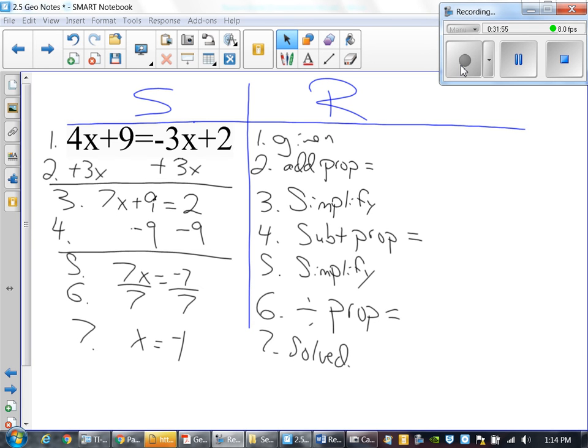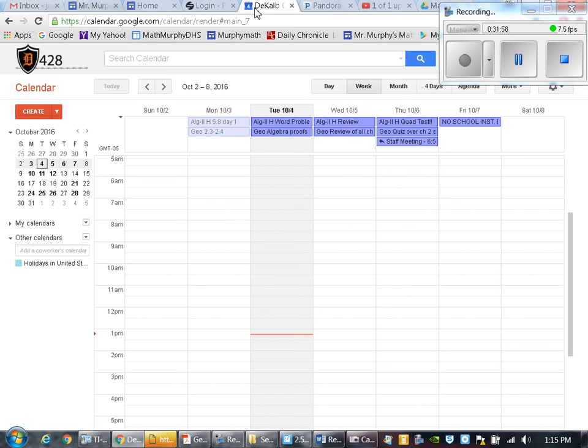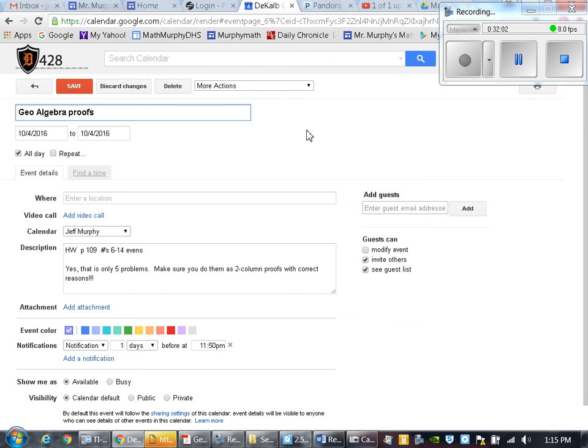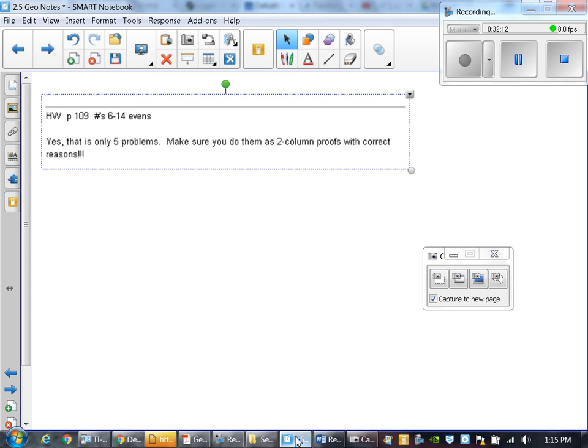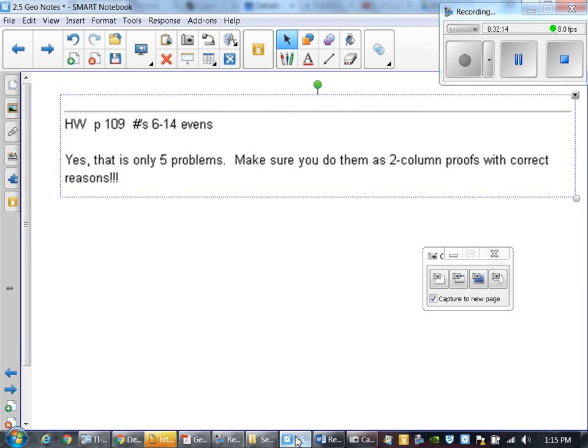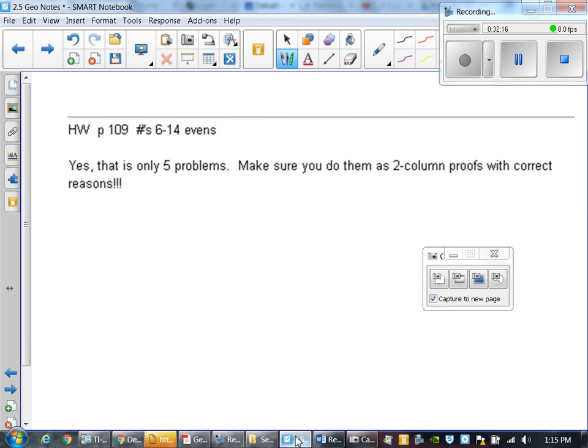Okay. The homework itself is already placed on the calendar. You go here. You might have been looking at the Algebra 2 stuff. That had a hyperlink to it. Do these, please. This is in section 2.5. All right, there's 5 of them. I have 5 of these problems for you guys to do.